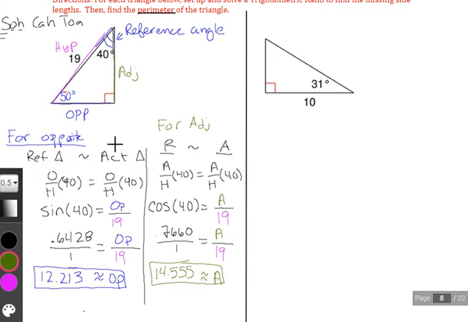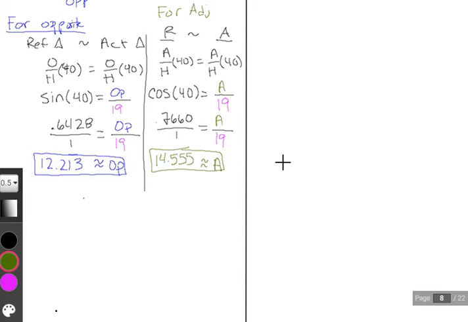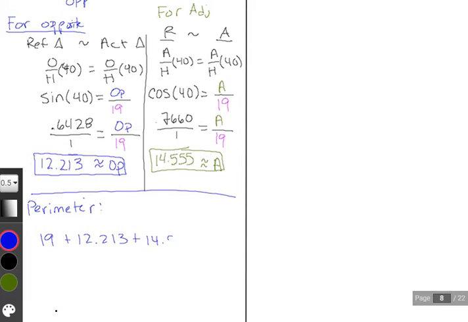We just need to find the perimeter, which is like the extra part, right? But the perimeter is pretty straightforward. That's just the sum of all three. Okay, so for the perimeter, I'll simply take 19 plus 12.213 plus 14.555, and so my perimeter equals 45.768.